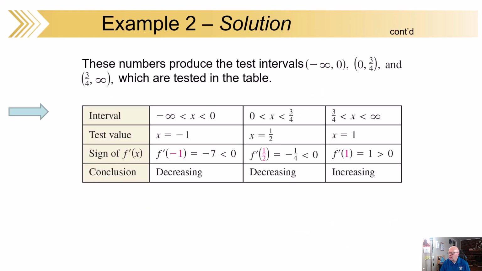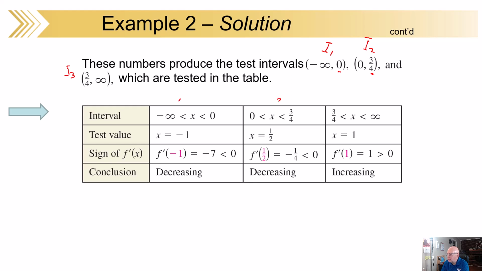Next, we've got these two numbers. We've got the 0 and the 3/4. It splits the number line into interval number 1, negative infinity up to the first critical number, interval number 2 between the two critical numbers, and interval number 3 from the second critical number on up to positive infinity. That covers all the numbers in the number line. So these are the intervals.